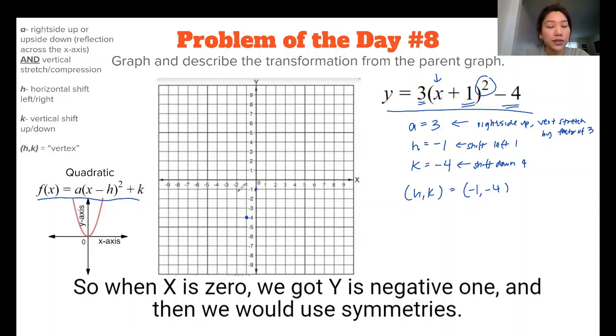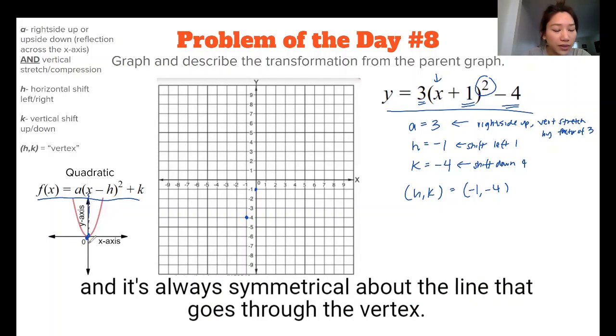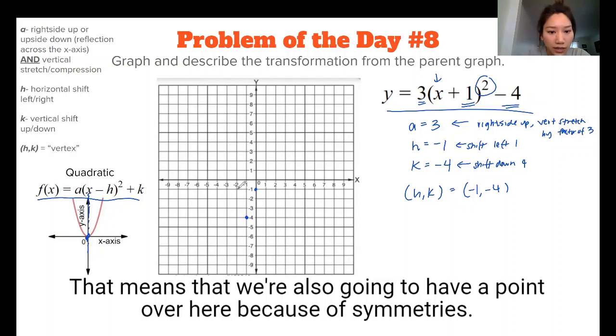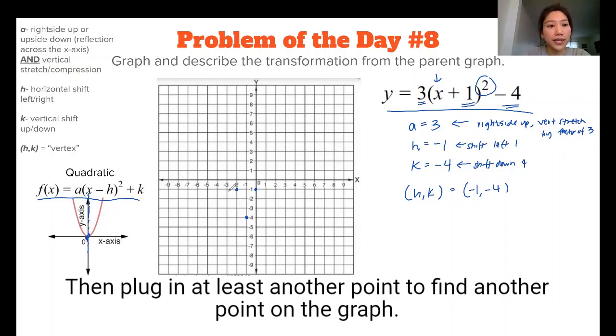And then we would use symmetries, right? So we know that the vertex is here in our quadratic, and it's always symmetrical about the line that goes through the vertex. So if we have a point at 0, -1, so it's 1 away from the vertex, that means that we're also going to have a point over here because of symmetries. So 1 to the left of the vertex is also going to have the same Y value. Then plug in at least another point to find another point on the graph.